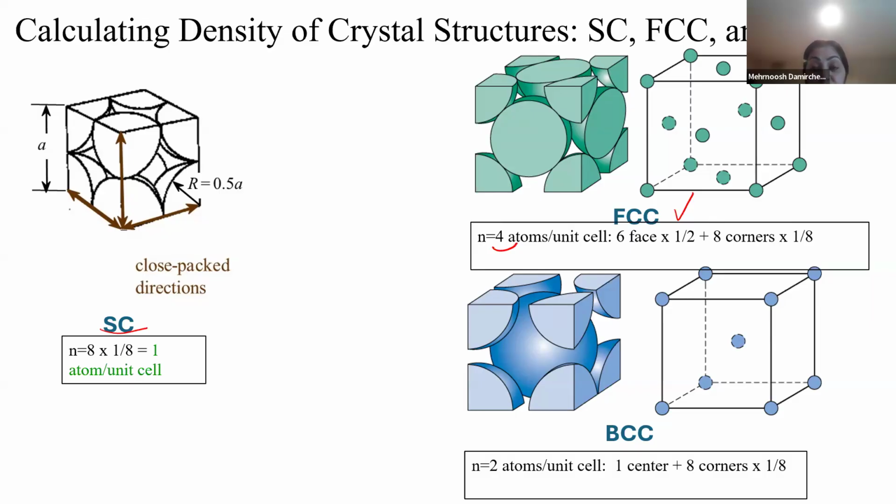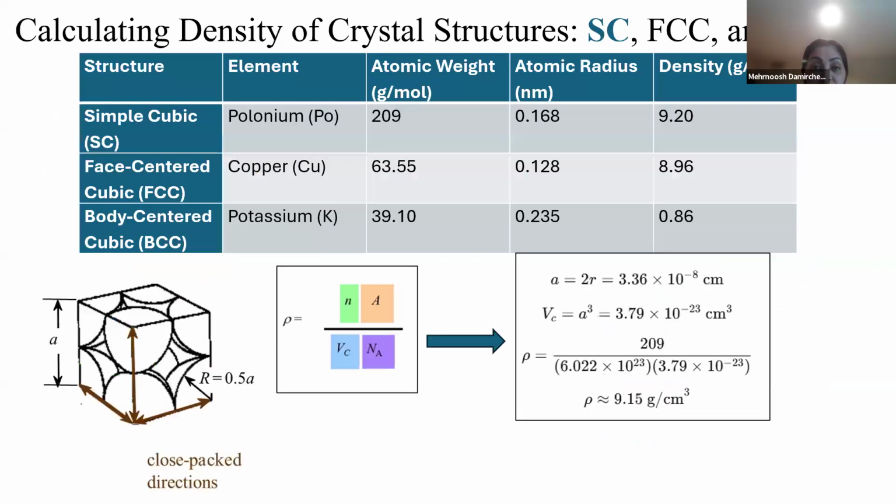And finally is BCC, where we have 8 atoms at the corner and 1 at the center, that 100% belongs to this cell. So 8 times 1 per 8 is 1, and 1 at the center makes 2. So the number of atoms in each unit cell is 2. Okay, here we see the table of the 3 different cases that we have.